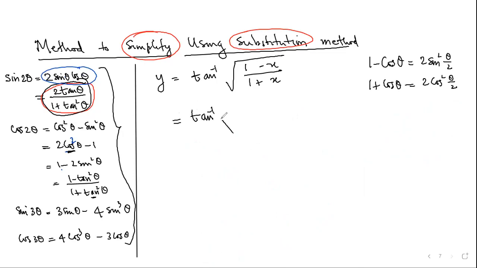Tan inverse root of, I didn't write that, sorry. I didn't write put x equal to cos theta. So put x equal to cos theta. Therefore, theta is cos inverse x. Now, please do it yourself. I'm giving some time for you to do.